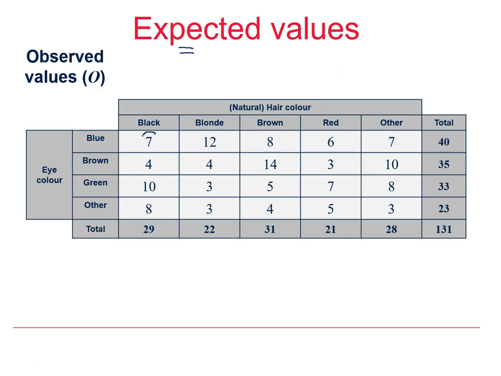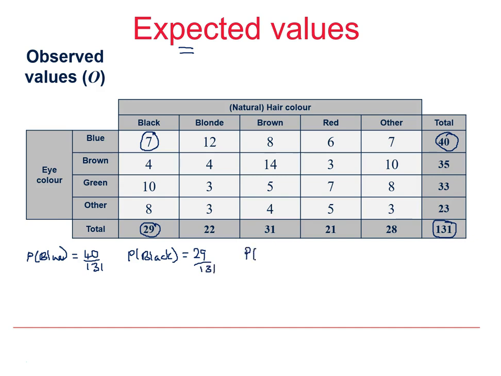Well, if we just look here, we had 7 people with blue eyes and black hair. How many would we expect if hair colour and eye colour were independent? Well, let's have a look. First of all, what's the probability that a person has blue eyes? We estimate that from the information we've got, and there were 40 out of 131. So our probability would be 40 over 131 for blue eyes. And the probability we would estimate for black hair would be 29 over 131.